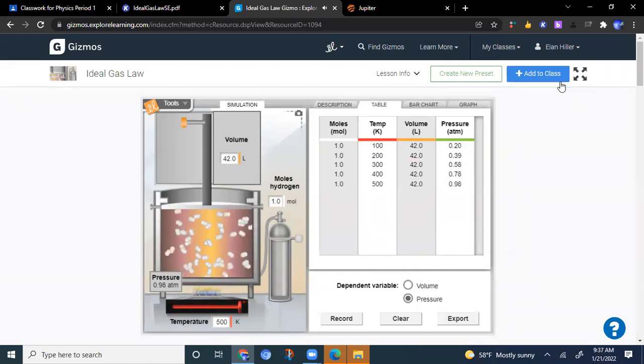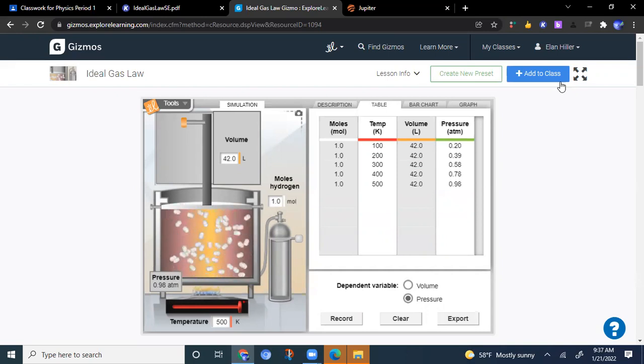Record. Okay. So guys, notice the pattern here. When we go from 100 to 200, we double the temperature. Look at the pressure. It goes from 0.2 to what? 0.39 is almost 0.40. The pressure almost doubled as well, didn't it? And then take a look again. We're going to go from 200 to 400. Well, the pressure goes from almost 0.4 to almost 0.8.